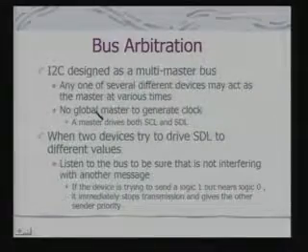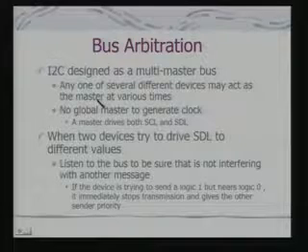Now, I2C is basically a multi-master bus. Okay, so, in that I2C bus, there are multiple devices which are hanging from it, and they can take up the role of master or slave in an interchangeable fashion. Okay. So, there could be multiple masters on the bus. So, you need a mechanism for bus arbitration. Now, any one of several different devices on the bus may act as a master at various times.